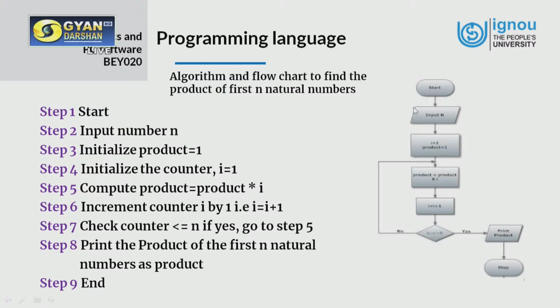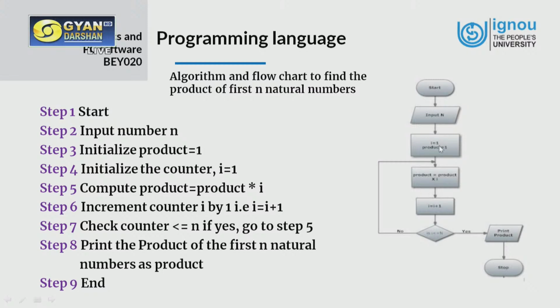So this particular box, this is a parallelogram which basically defines the input. Over here you are giving the input. Then you are doing initialization. So product is initialized to be 1. That particular operation is going to be here, and counter is going to be initialized to 1. Even that counter initialization is being performed in this particular step.